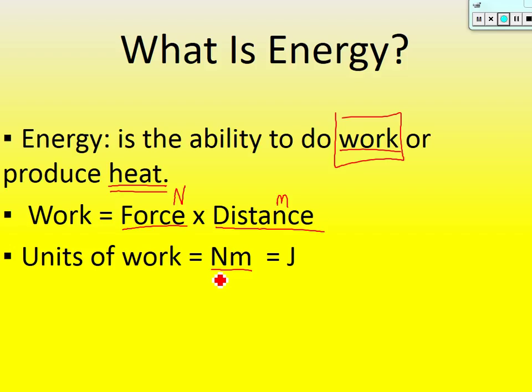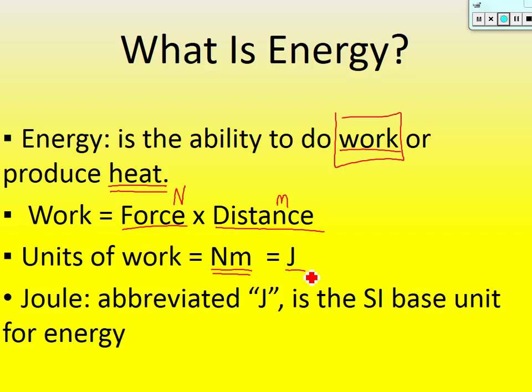We're not going to really go off of a Newton meter because 1 Newton meter is equal to a J. This J stands for something. J stands for joule. This is one of our vocab words for this chapter. It's abbreviated capital J for joule, and it's the SI base unit for energy. So anytime we are calculating energy, we're going to be calculating it in this unit called the joule.